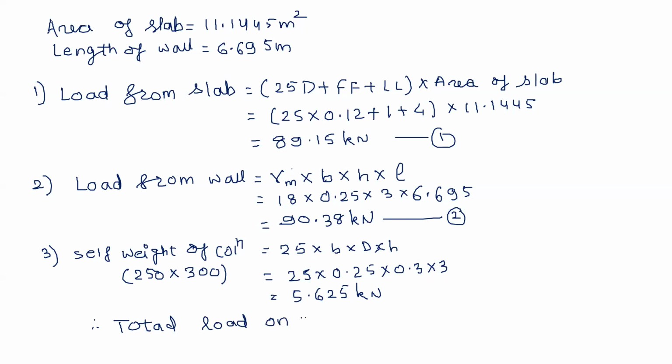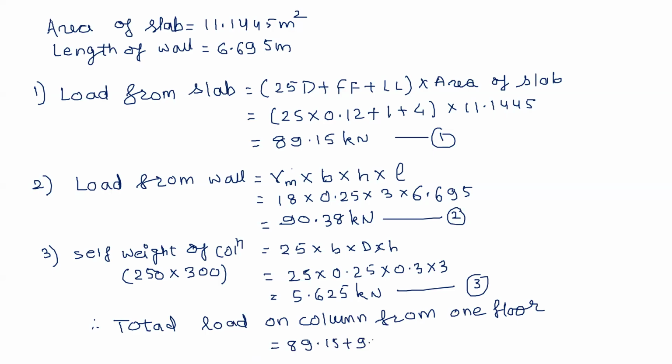So now the total load on column from one floor, so this is number 3, we have to add all of these. So we have 89.15 plus 90.38 plus 5.625, and if we add all these values, then we will get 185.155. So just check it once.